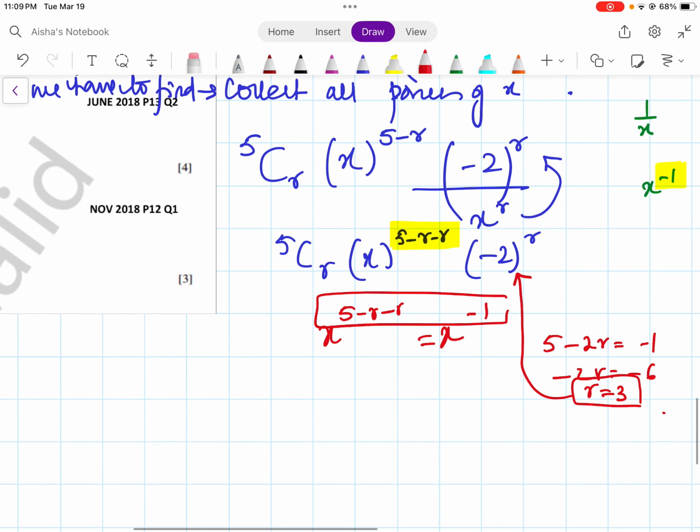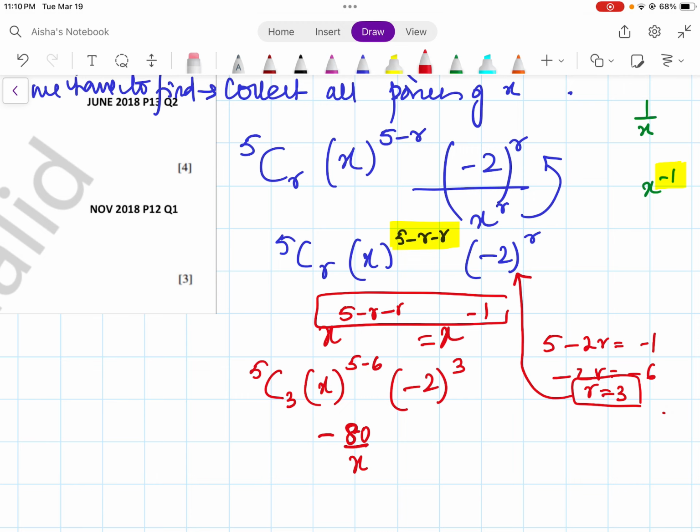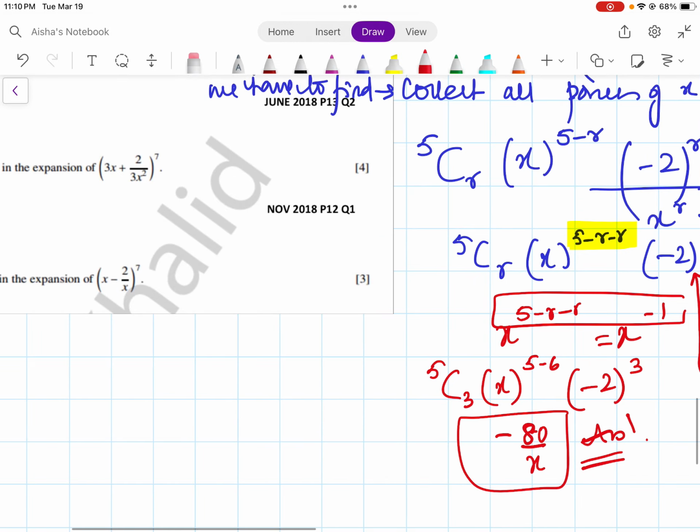Now plug it back in the equation. So this will give me 5C3 into minus 8, which gives you minus 80 upon x. So the coefficient is minus 80. I hope it makes sense.